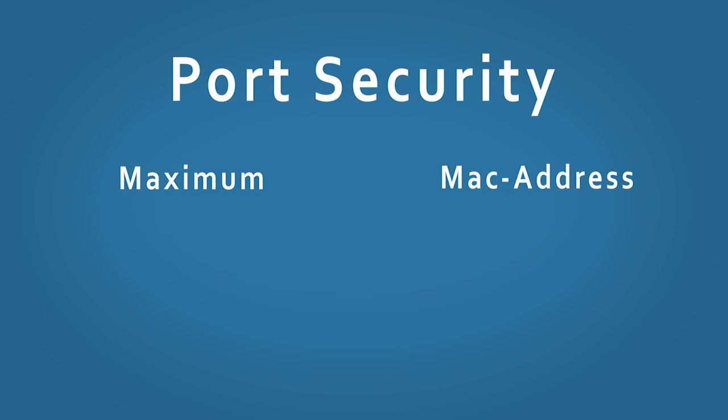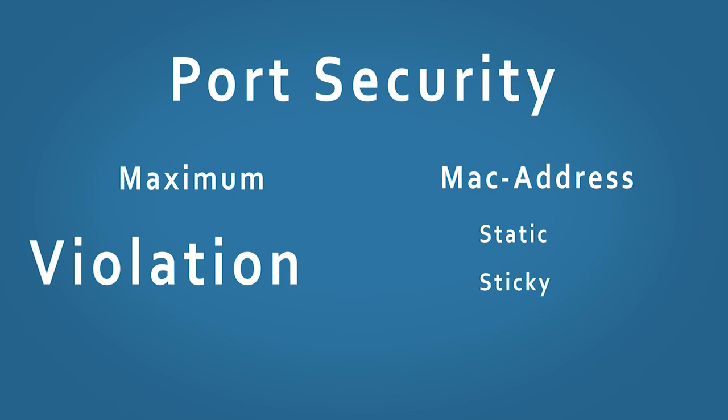You have another two options for MAC address. Statically assign each MAC address yourself, or use something called sticky, which is where it learns the MAC address of the devices currently attached to that port. Now you also have something called violations, which is how the switch will react when a MAC address breaks the rules that you've set. These are protect, restrict, and shutdown.